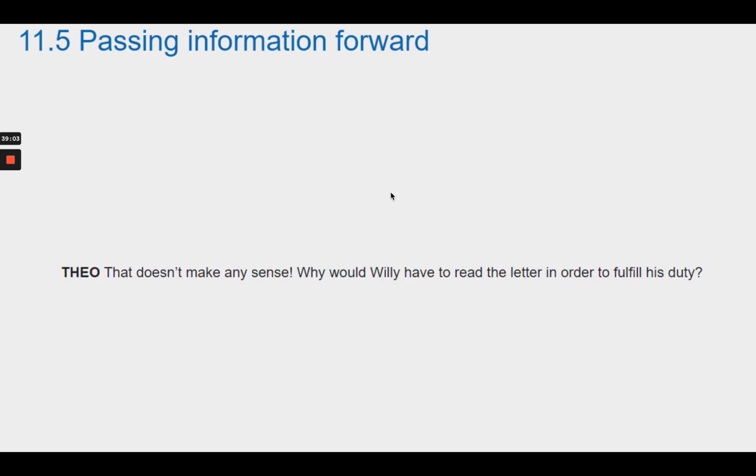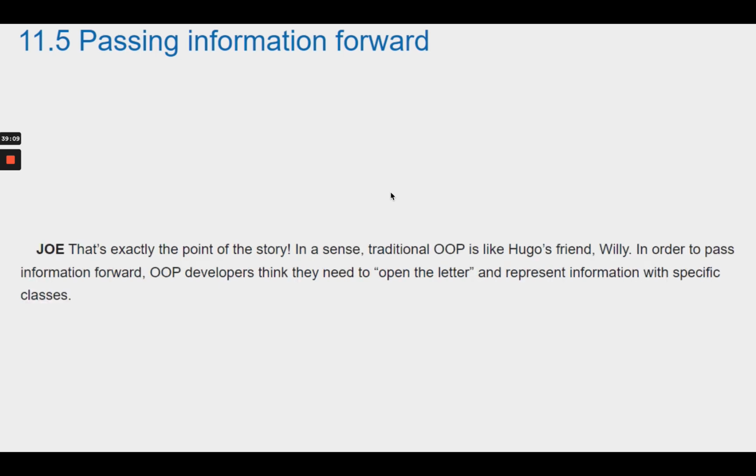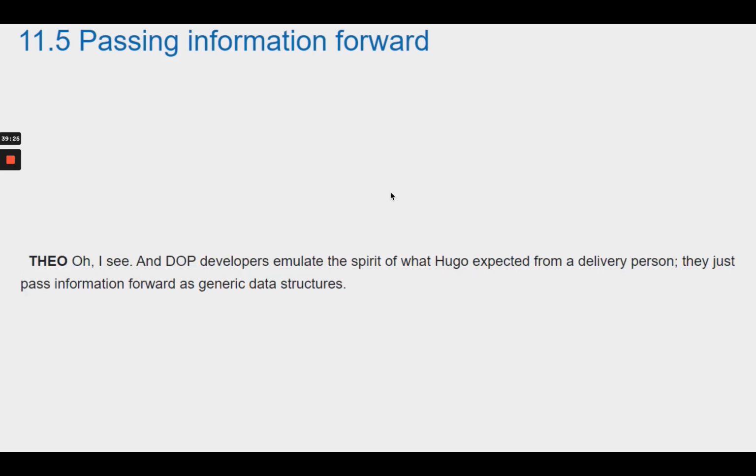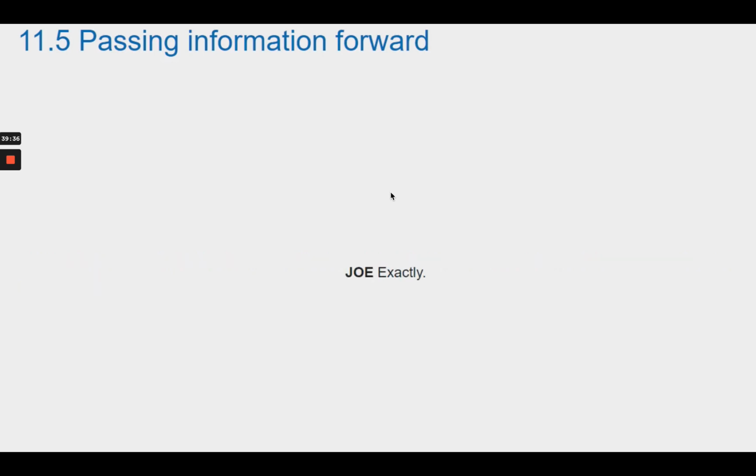Theo: That doesn't make any sense. Why would Willie have to read the letter in order to fulfill his duty? Joe: That's exactly the point of the story. In a sense, traditional OOP is like Hugo's friend Willie. In order to pass information forward, OOP developers think they need to open the letter and represent information with specific classes. Theo: Oh, I see. And DOP developers emulate the spirit of what Hugo expected from a delivery person. They just pass information forward as generic data structures. Joe: Exactly. Theo: That's a subtle but funny analogy.